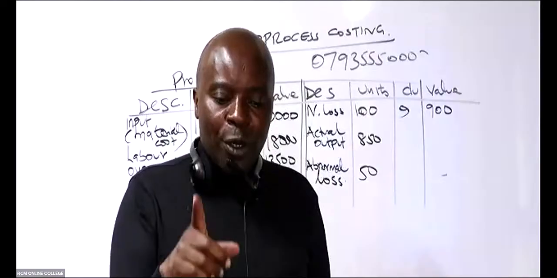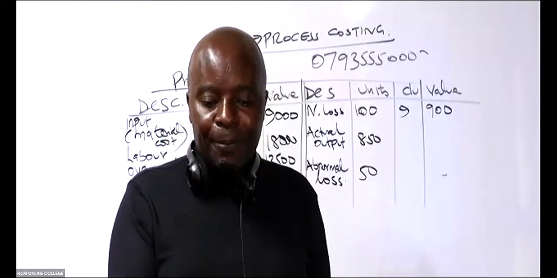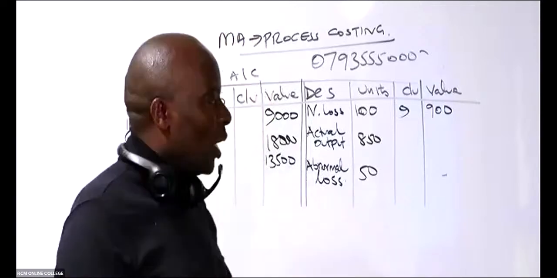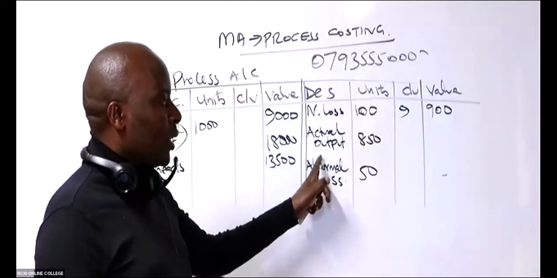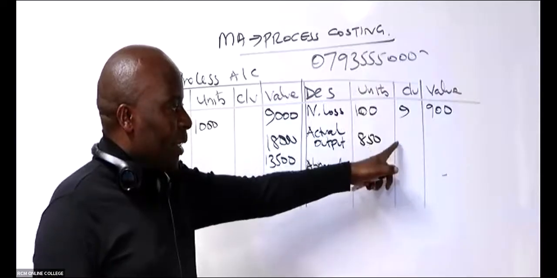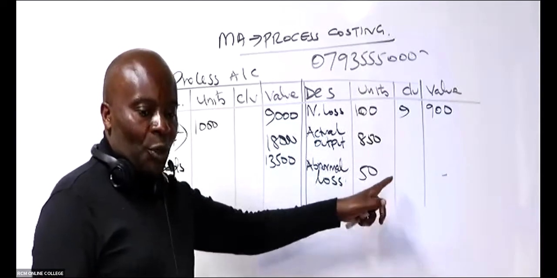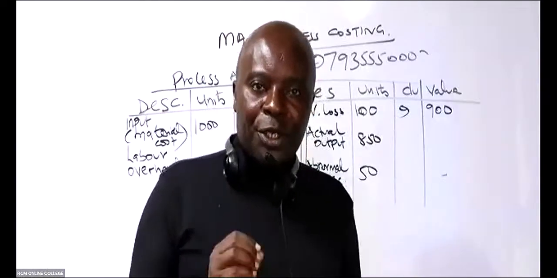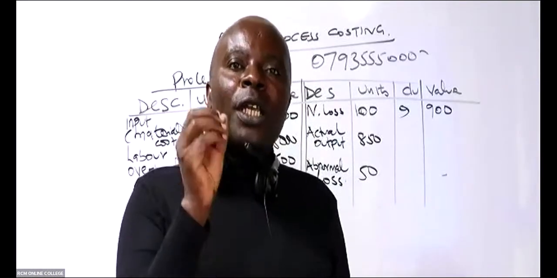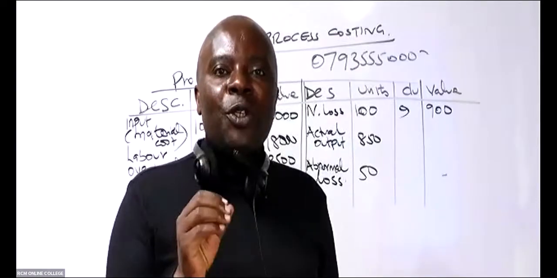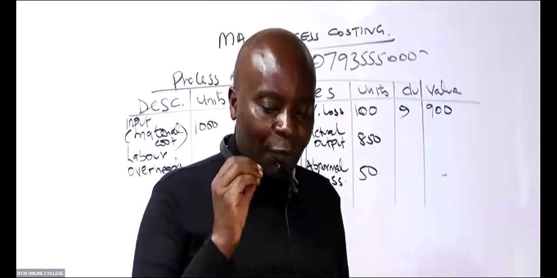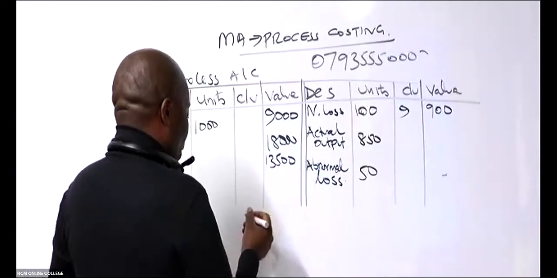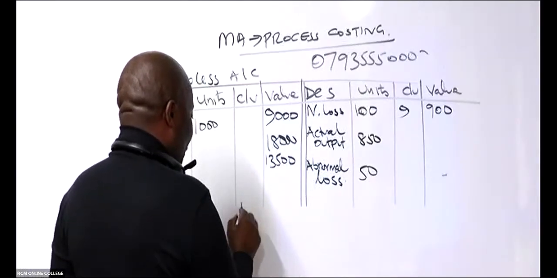We value our good units, they carry the cost over the actual output. The same cost. The cost you'll have here is the same cost you'll have here. So it means that for the abnormal loss and the actual output valuation, you must use a process cost per unit formula. And ladies and gentlemen, are you able to remember the formula for process cost per unit?